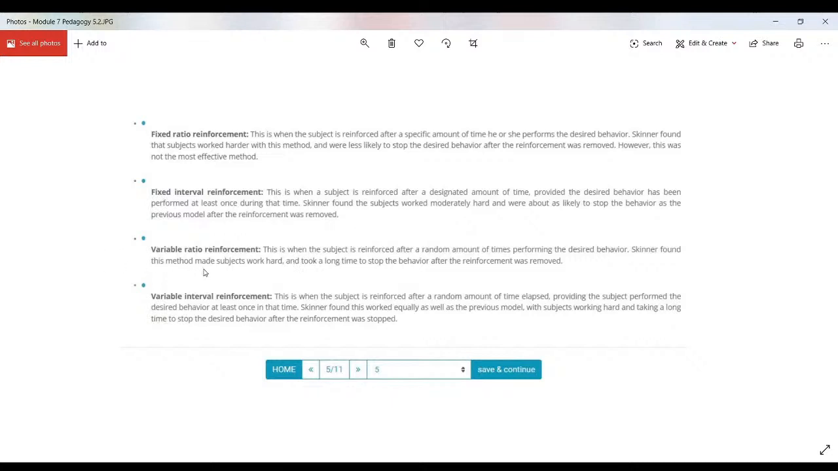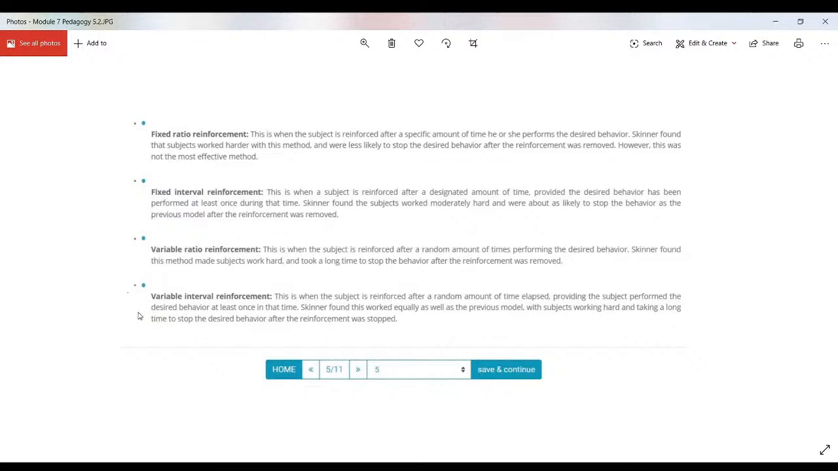Next, variable ratio reinforcement. This is when the subject is reinforced after a random number of times performing the desired behavior. He found that this method made subjects work hard and took a long time to stop the behavior after the reinforcement was removed.